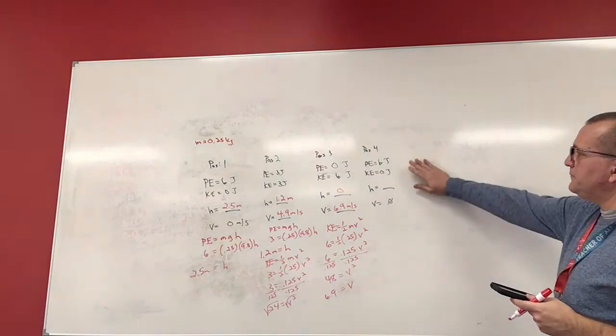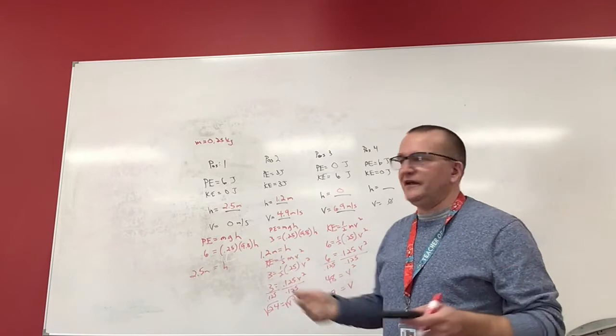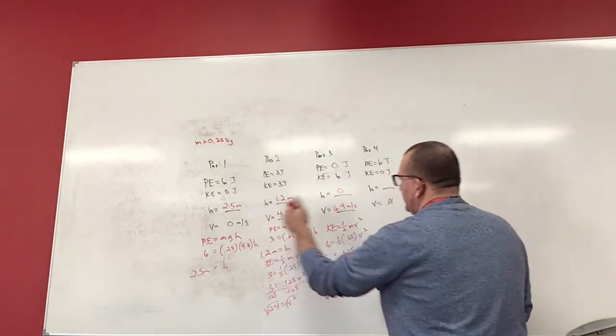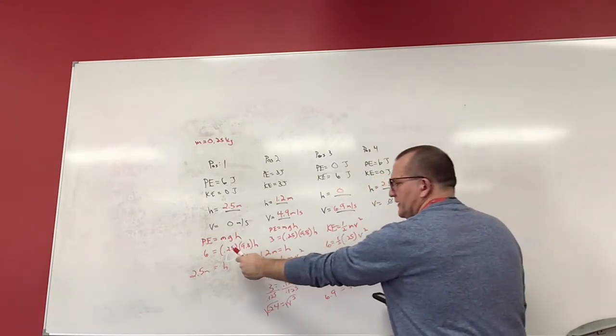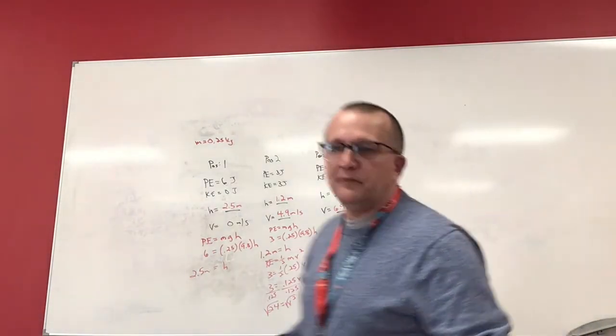And then lastly, position 4, if you look, is just like position 1, and since we don't lose any energy in the process, if I'm at 6 joules, my height is going to be exactly the same. And I don't have to do any math because I've already done it here. That's how you solve a pendulum problem.